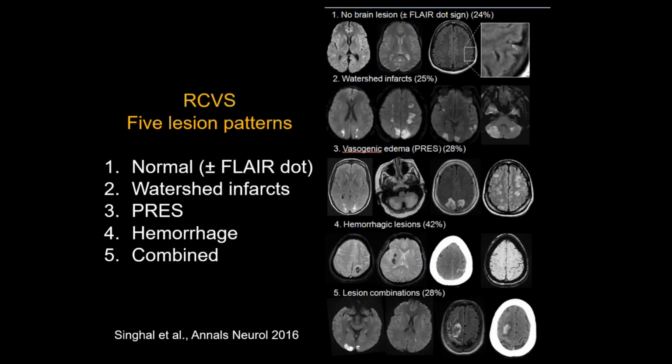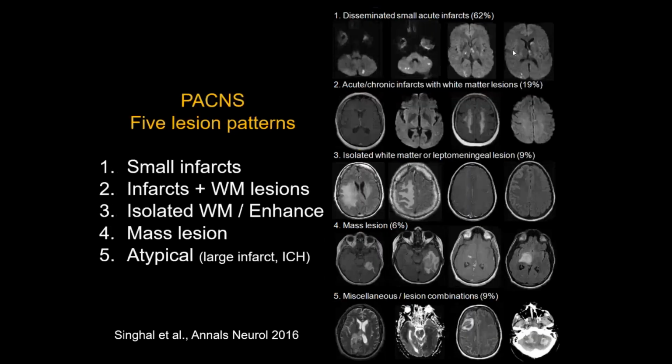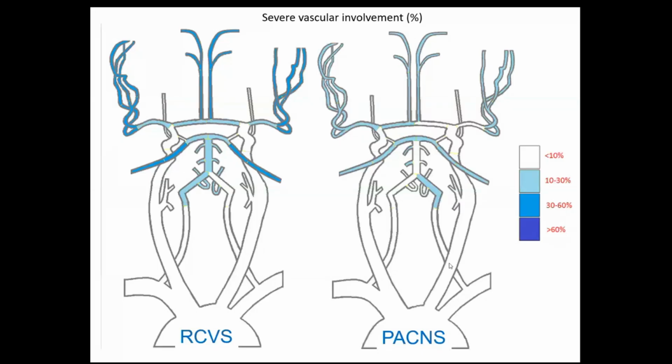The infarct patterns are quite different. With RCVS, you typically get a normal brain scan or just a T2 hyperintense signal in the sulcal space because of a dilated artery, or watershed infarcts, PRES, and sometimes hemorrhagic lesions. Whereas in vasculitis, you also get infarcts, but they're not watershed. They're deep in the basal ganglia with white matter change, leptomeningeal enhancement, or the brain mass lesion, as I showed you, or rarely with territorial strokes or bleeds.